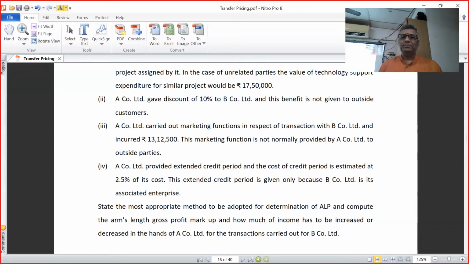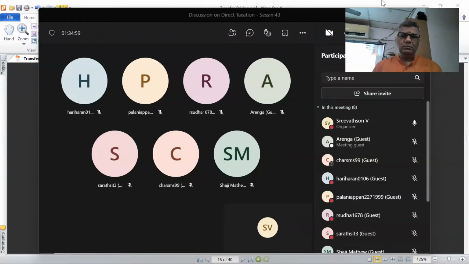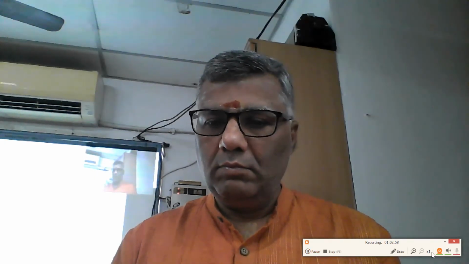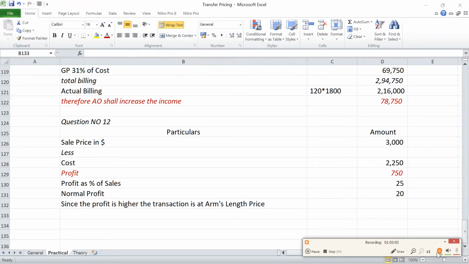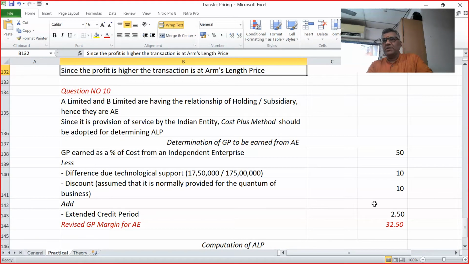Question is yours. I'm not disputing the answer, but are you getting this GP? Extended credit period, they have not said 2.5% of GP.